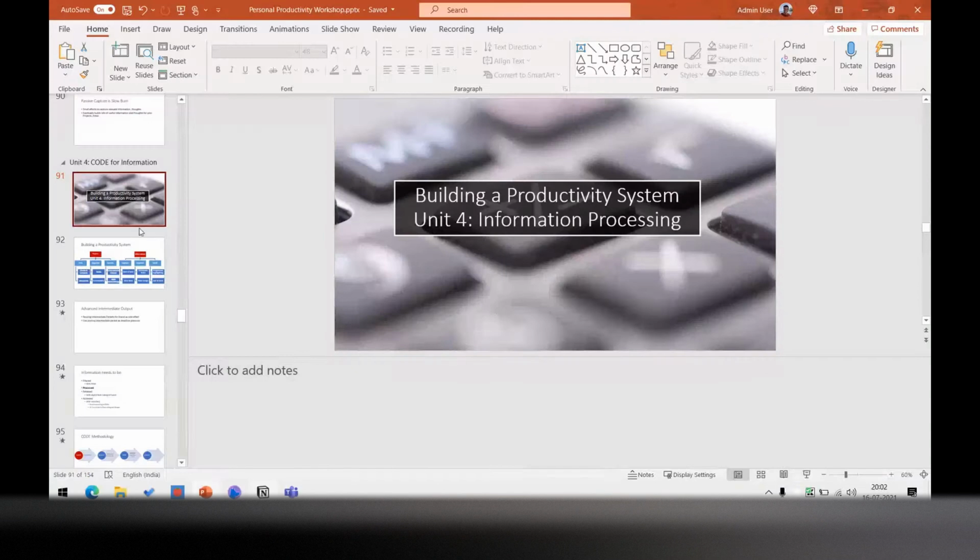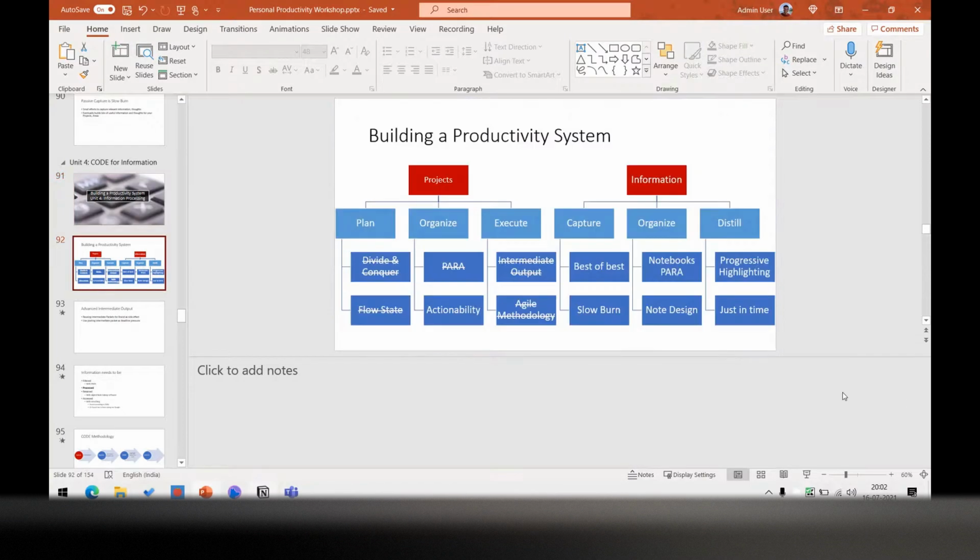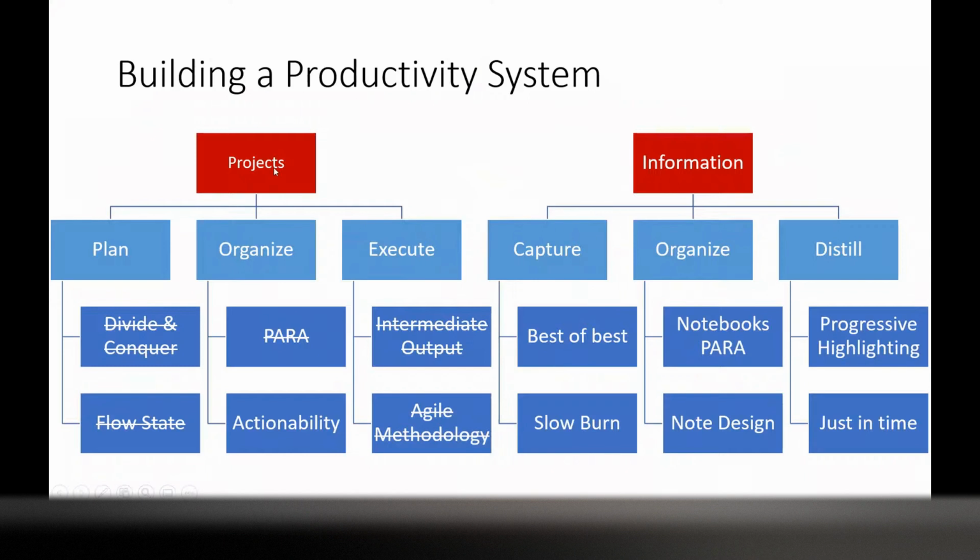Ajay has joined. So this is unit number 4, information processing. The productivity system, which is a passive productivity system whose entire aim is to help us execute. And this is the entire outline of the system. Projects, the entire aim of the project is to finish the work.